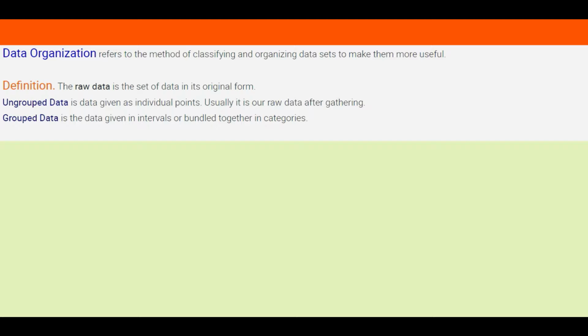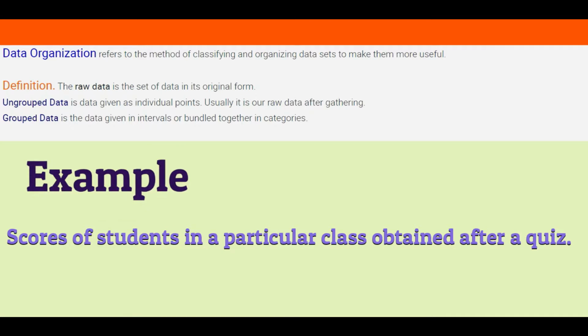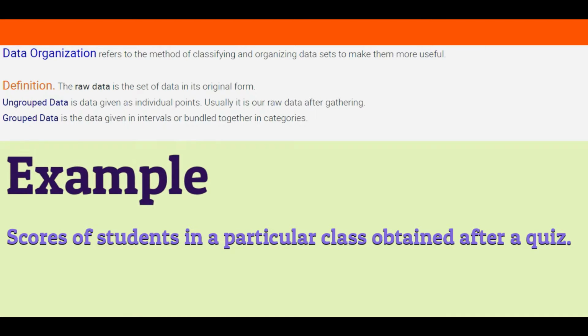The data collected for a statistical study are called raw data. It is the set of data in its original form. Basically, observed data is often described as grouped and ungrouped. Ungrouped data is data given as individual points. Usually it is our raw data after gathering. An example could be the scores of students in a particular class obtained after a quiz.